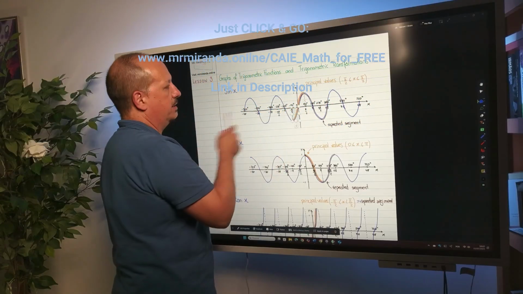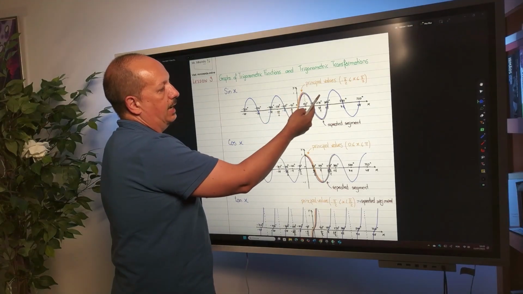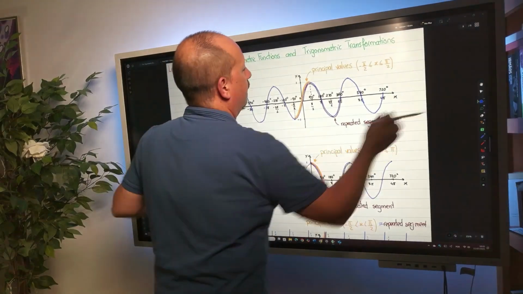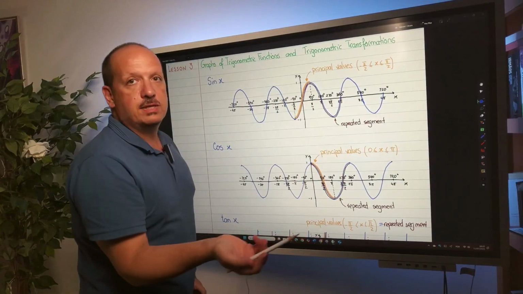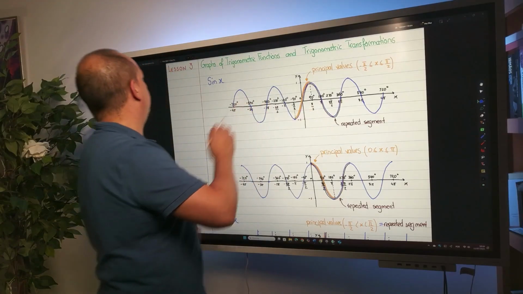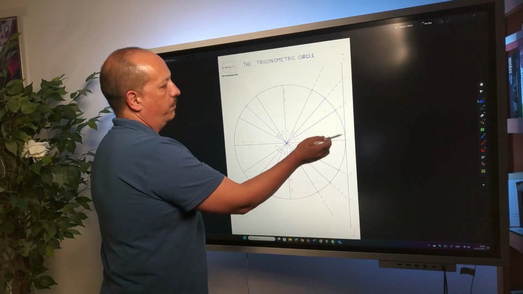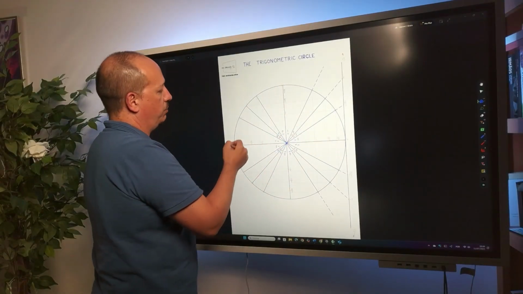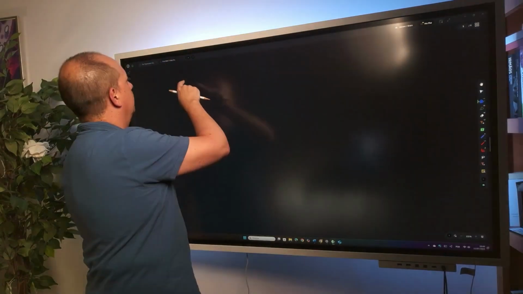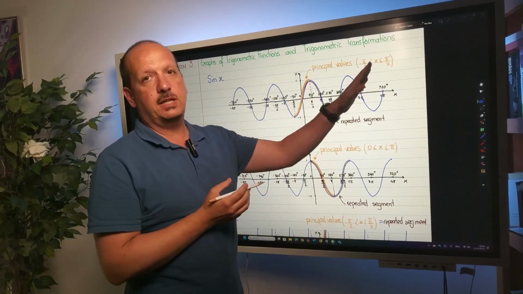It starts at 0, at 90 degrees, at pi over 2, it is 1, at pi or 180 degrees it is 0 again. At 3 pi over 2 or 270 degrees it is -1. At 360 degrees or 2 pi it is 0. Again, all of this comes from the trigonometric circle, all right? 0, 1, 0, -1, 0. See? And then it starts repeating itself.